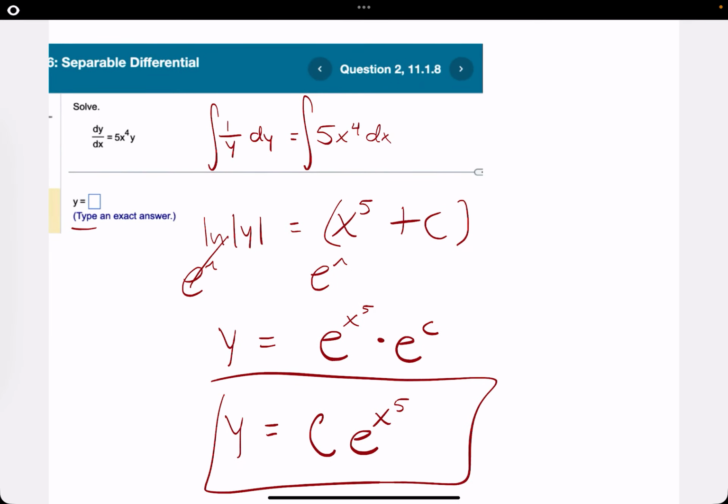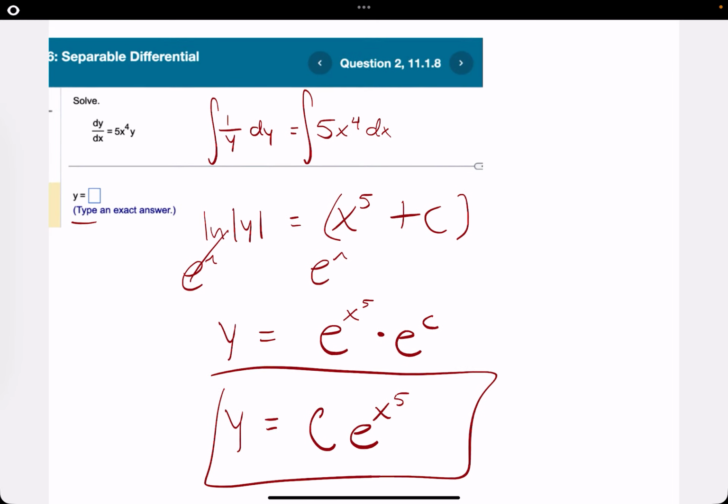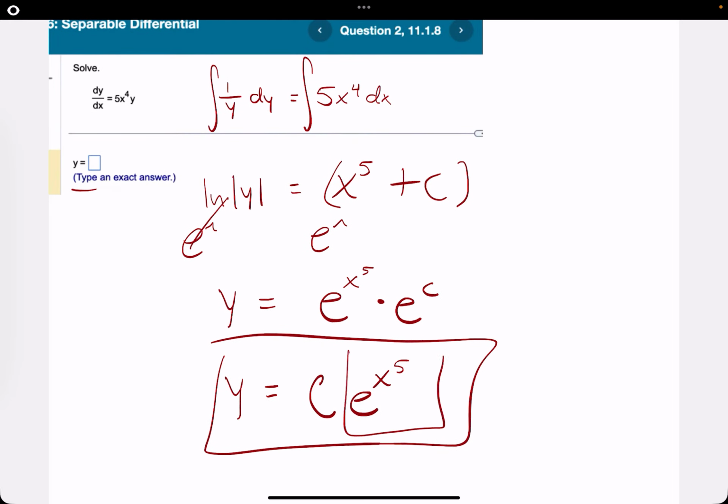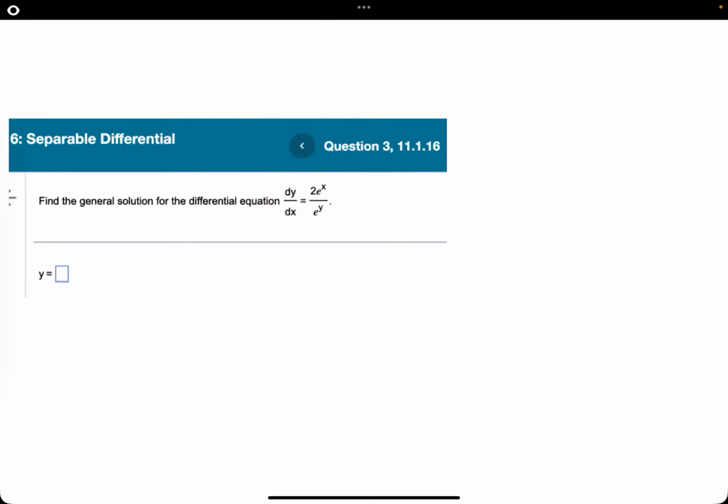Now, I'm curious if they want you to type c in there or just e to the x to the 5th. Whichever is probably good. I don't know. They don't really mention the c, so maybe just try e to the x to the 5th, and if that doesn't work, then do c. Typically, it's good practice to have the constants in the mix, but let's keep it going.